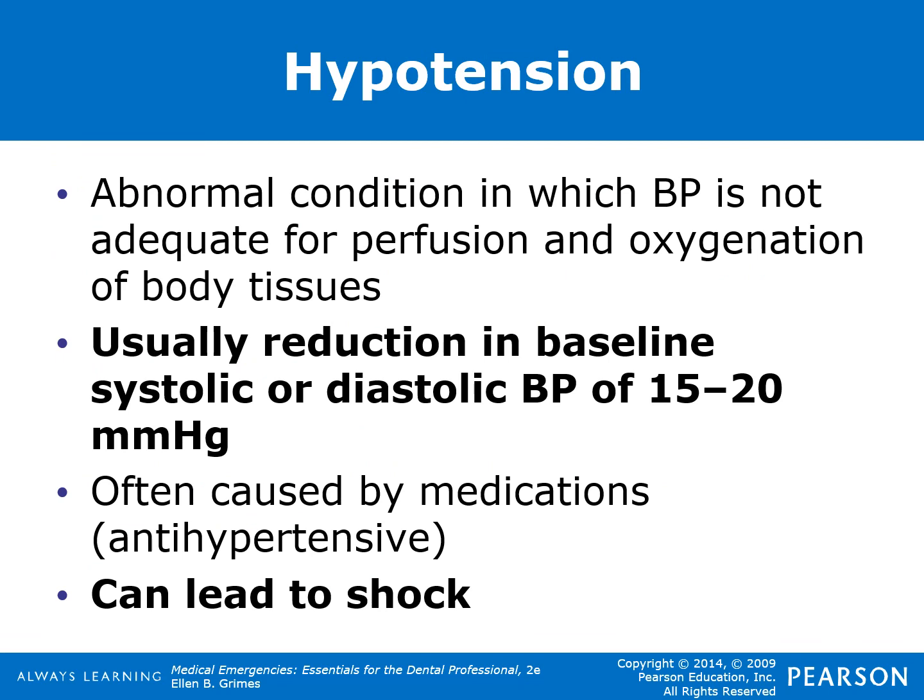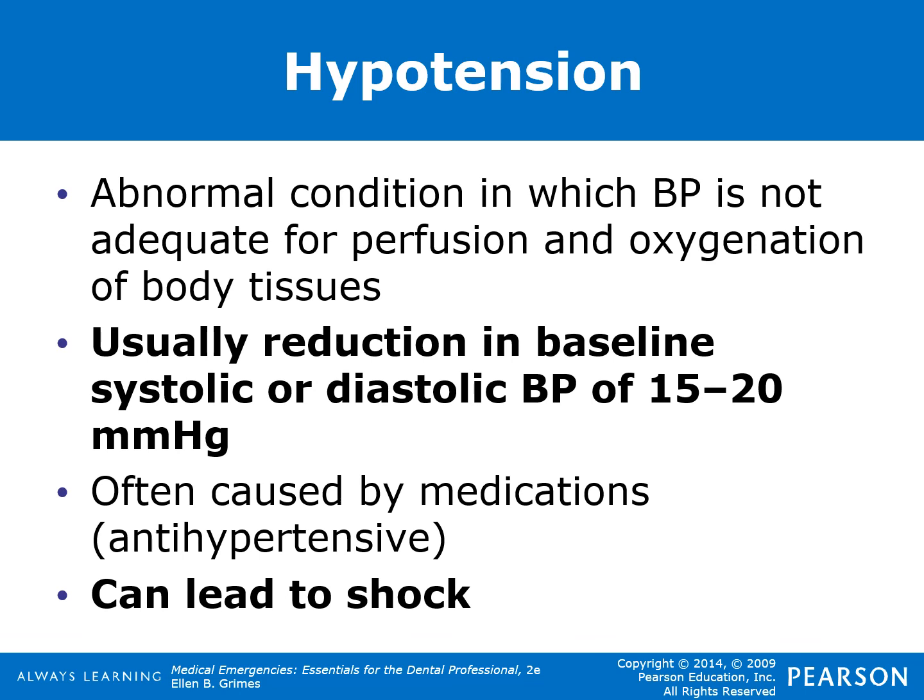Hypotension is less than normal blood pressure, so the blood pressure is not adequate for perfusion of blood and oxygenation of all the body tissues. Usually there's a reduction in the baseline systolic or diastolic blood pressure of maybe 15 to 20 millimeters of mercury, which is quite a bit.